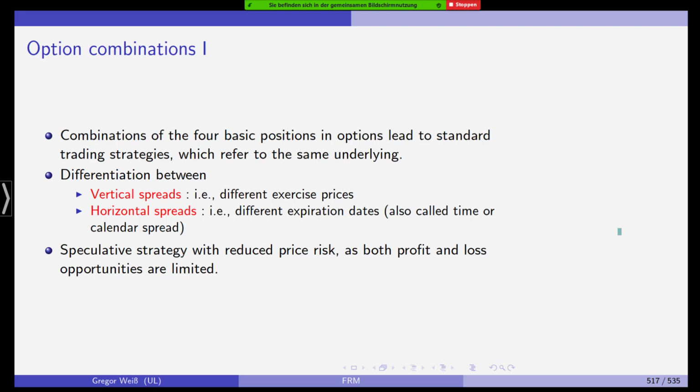Okay. Next, we can also combine options. So we take the 4 basic positions in options, put, call, short, long, and we get different trading strategies. For example, a vertical spread, a horizontal spread. And these are speculative strategies with reduced price risk, as both profit and loss opportunities are limited.